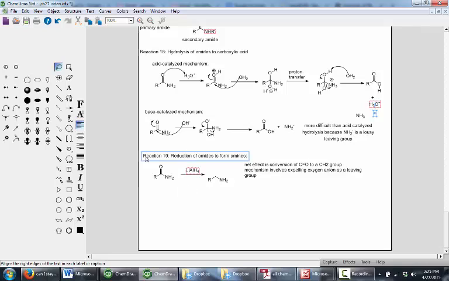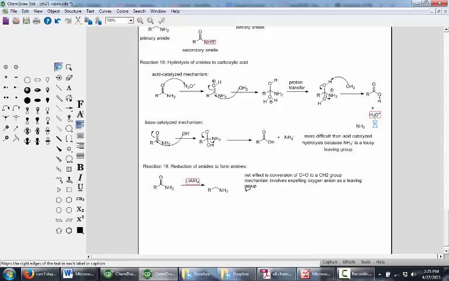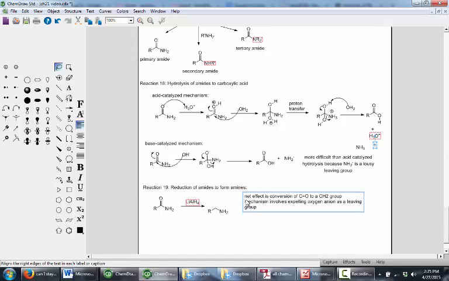However, you are responsible for knowing that an amide like this can be converted to a primary amine by reacting it with lithium aluminum hydride. So we have fewer reactions for amides because they are substantially less reactive than the other carboxylic acid derivatives. But what they can do is undergo, again, hydrolysis or reduction, and that is where we end chapter 21 as far as what you are responsible for knowing about.